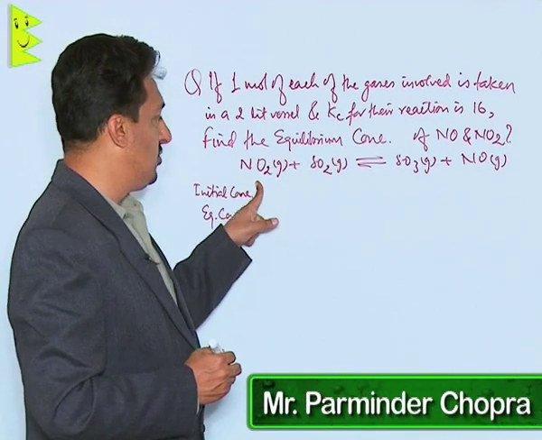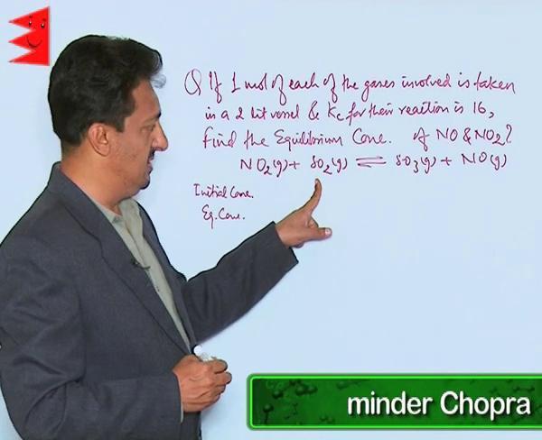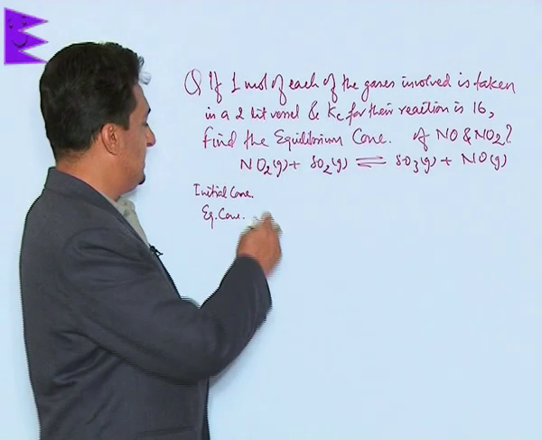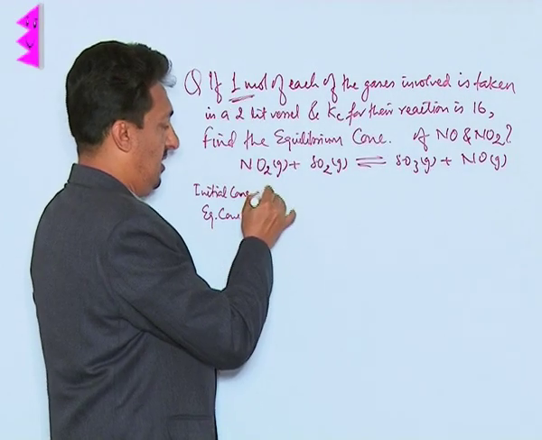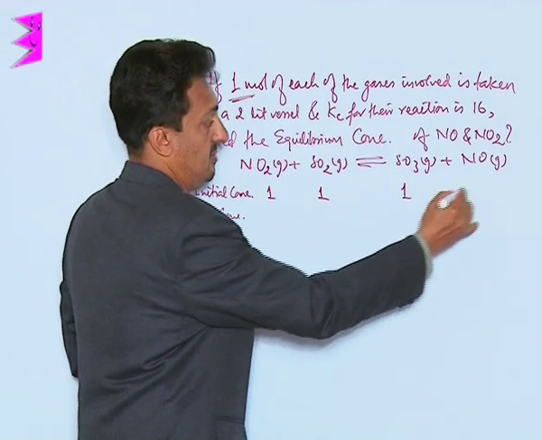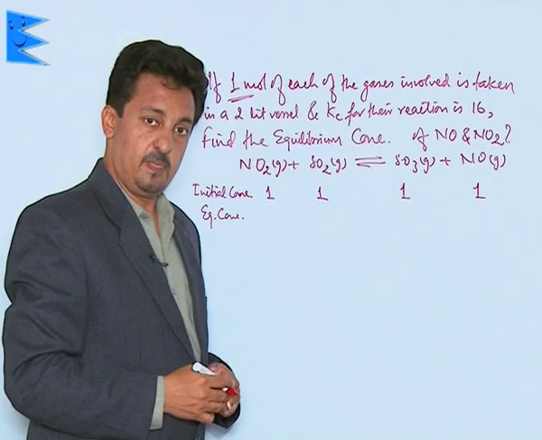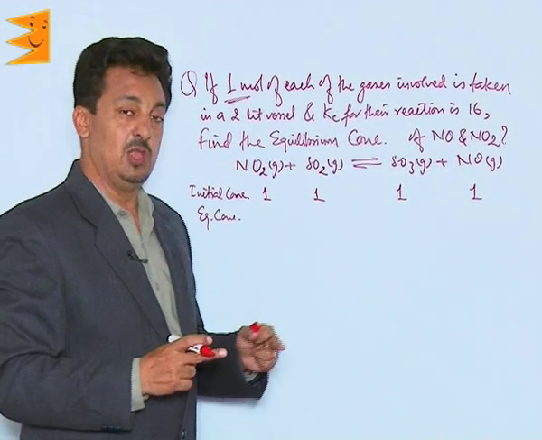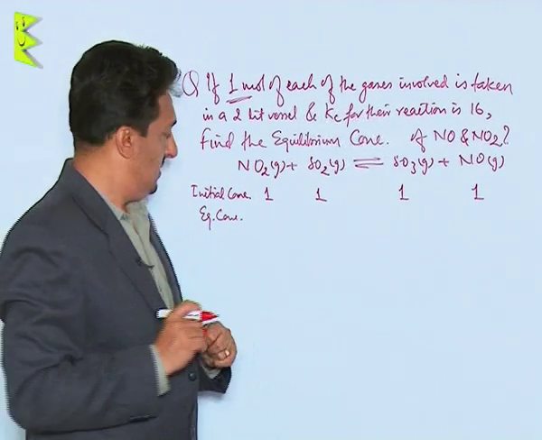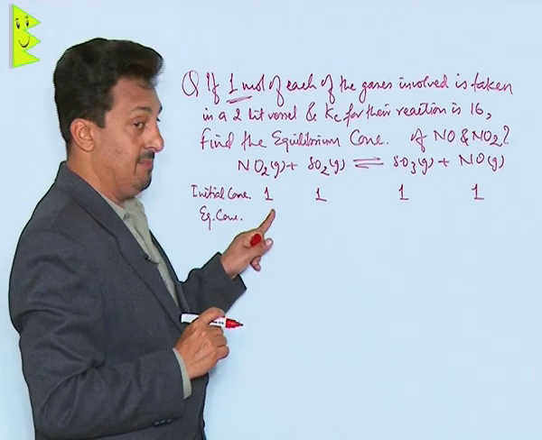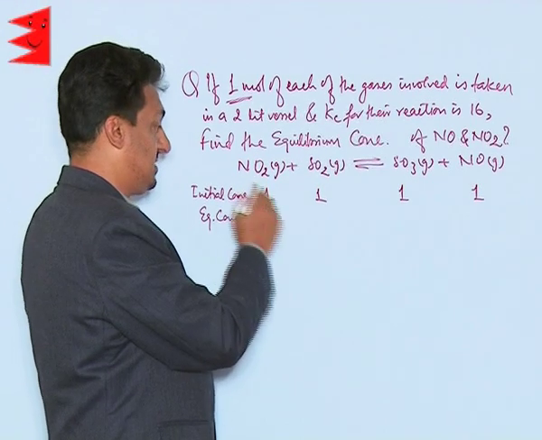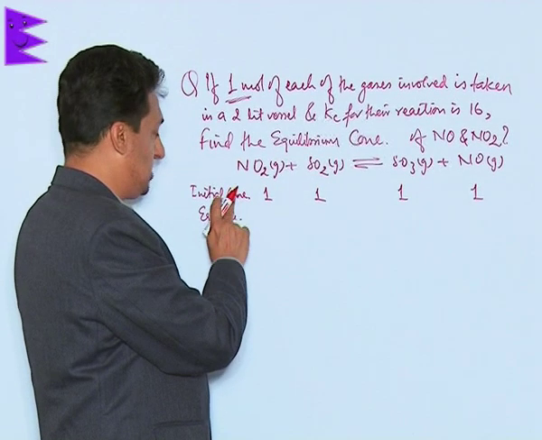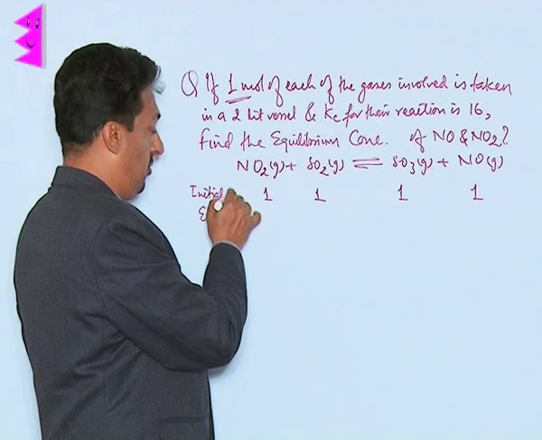Now the reaction is when NO2 gas is reacted with SO2 gas, sulfur dioxide, it forms sulfur trioxide and nitric oxide. Now initial concentration as stated, we have 1 mole of all the 4 gases. They were taken together in a 2-liter flask. So the flask volume is 2 liters. Now these are only the moles, remember, this is not a concentration. It will be concentration when we divide this by 2. So we must write initial moles.